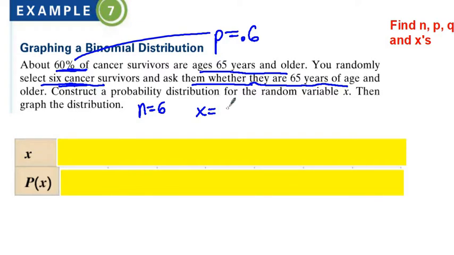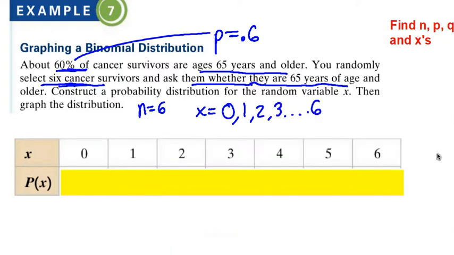Well, if we're picking 6 people, none of them might be 65 or older, or 1 of them, or 2 of them, and so on up to 6. So our x part of the table will look like this. How do you fill in the probabilities? I'll give you an example for this one.